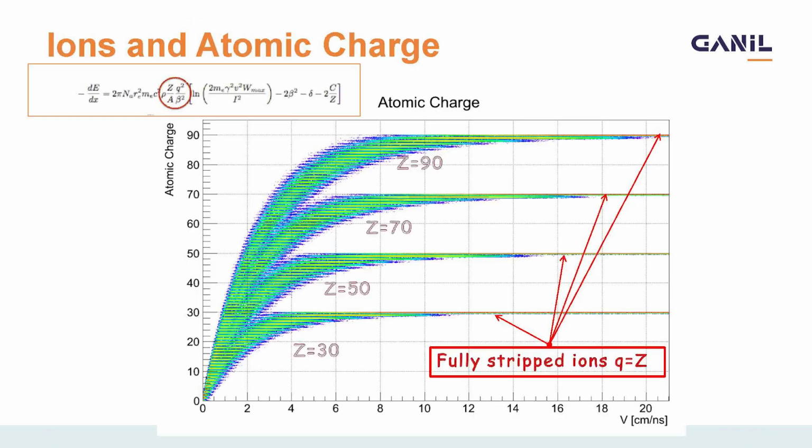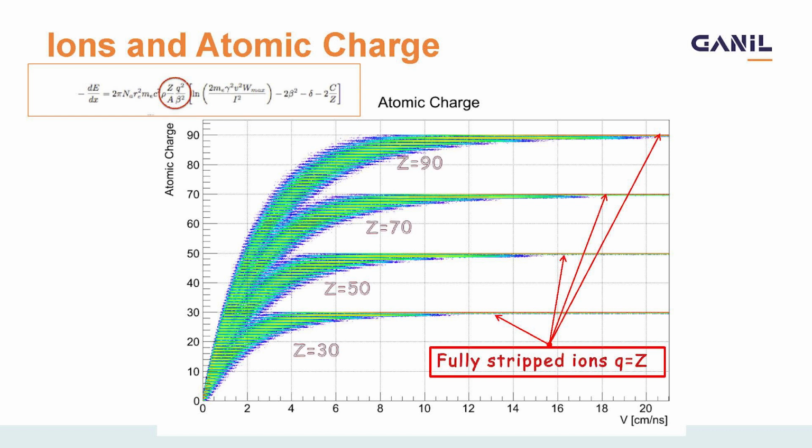Maybe just before the break, I just want to show you this. This is the nightmare of the fission fragment measurers. This is the atomic charge. There are calculations based on some parametrization, but the idea is that this is the atomic charge as a function of the velocity of an ion. You see that when you are very fast, your ions are fully stripped. There is no charge state distribution. You have removed the electrons.